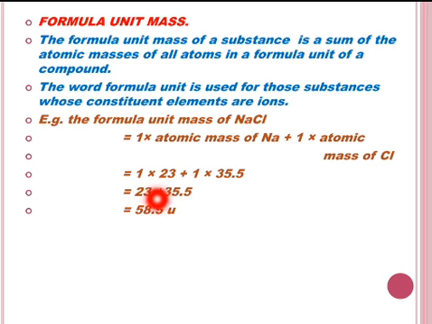Atomic mass of sodium atom comes out to be 23 and atomic mass of chlorine atom comes out to be 35.5. On adding the atomic masses of sodium and chlorine, we get the formula unit mass of NaCl, that is 58.5 U. That is 58.5 unified mass.